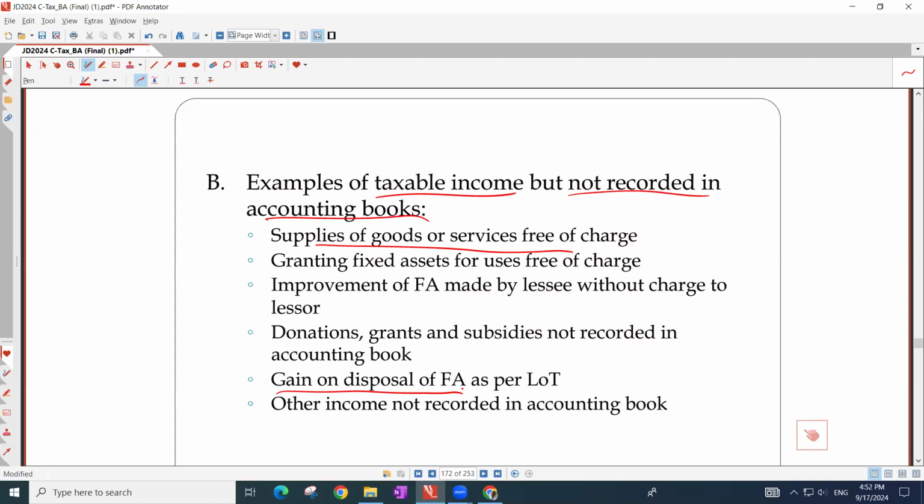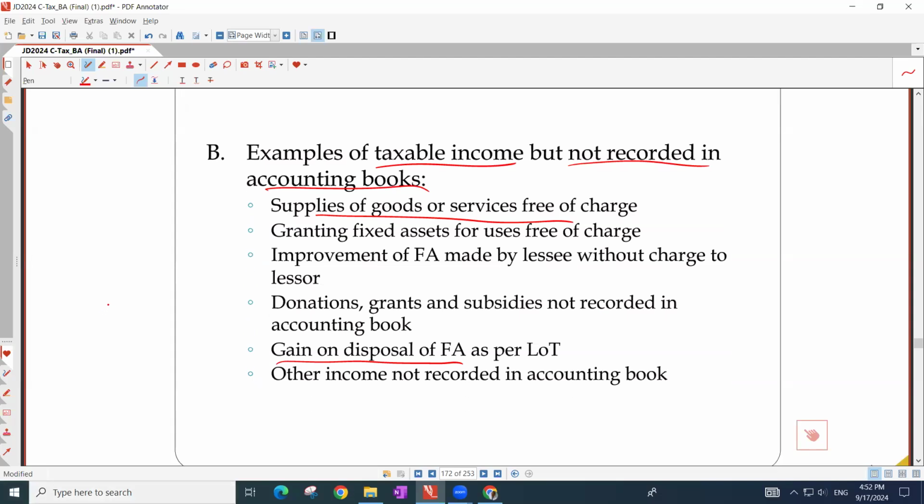And when you sell it, in accounting sometimes you calculate and see a loss, but from tax, based on tax law, you calculate and then you make a gain. Of course, we need to add back other income not recorded in accounting books. Probably unearned revenues, that we have to add back. Plus 2, 3, and 4.